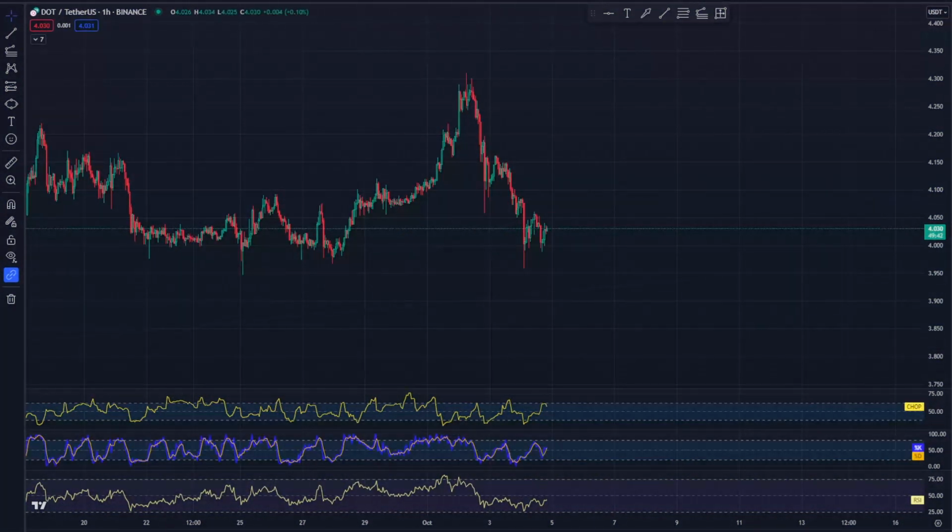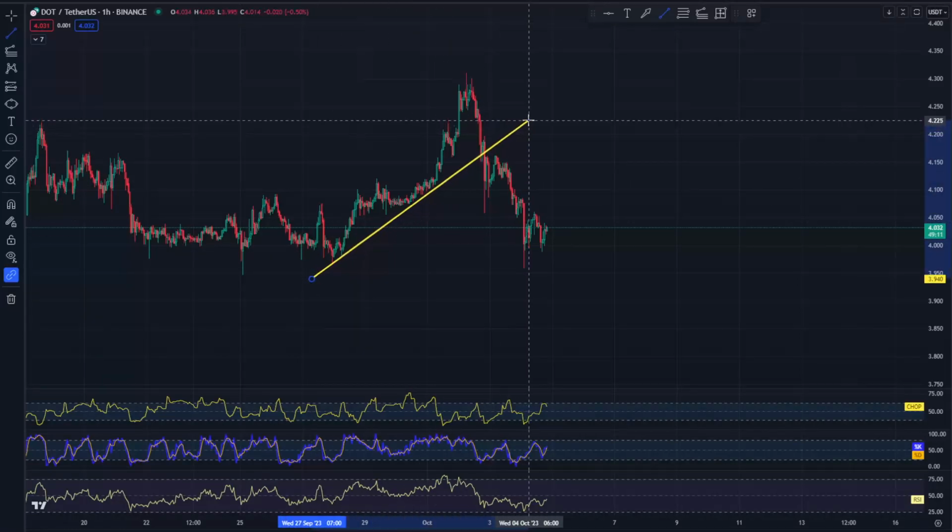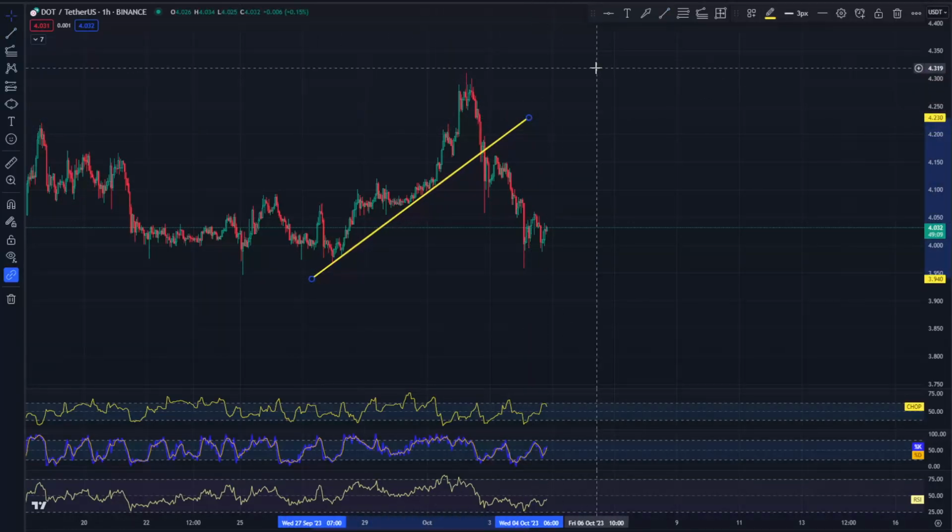The last one in today's list is the chart of DOT in pair to USDT on a 1-hour time frame. First, we will use the yellow line to mark the local upward trend line from which the price came out on top.